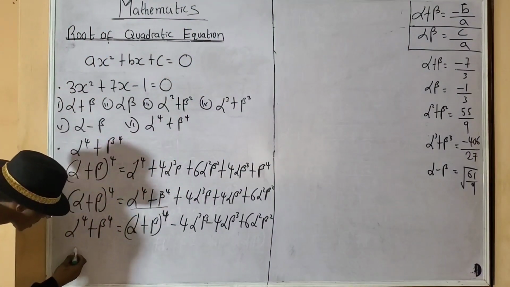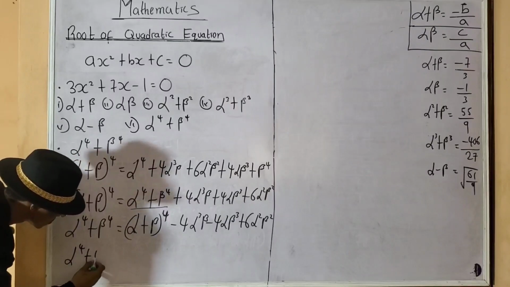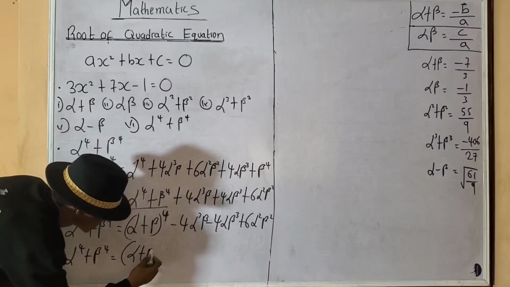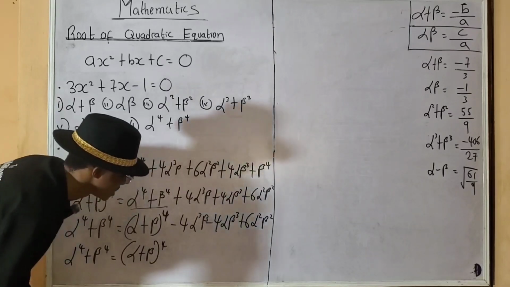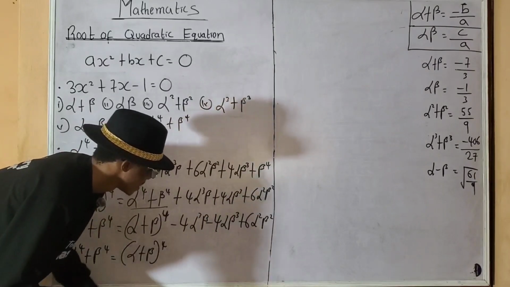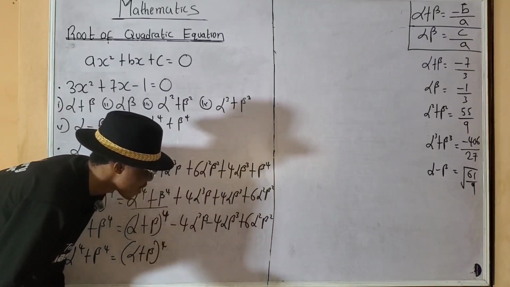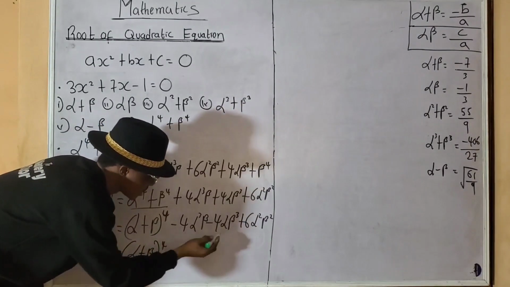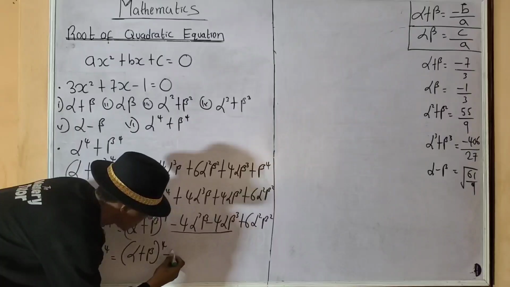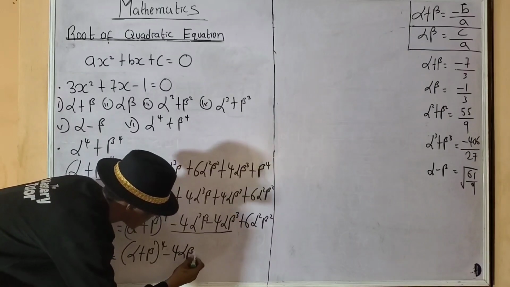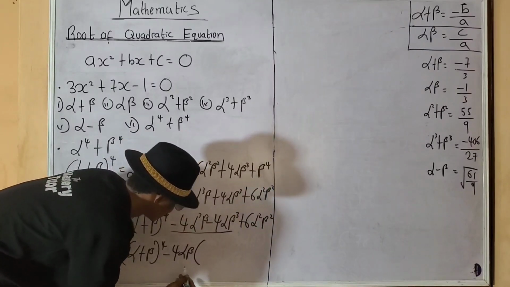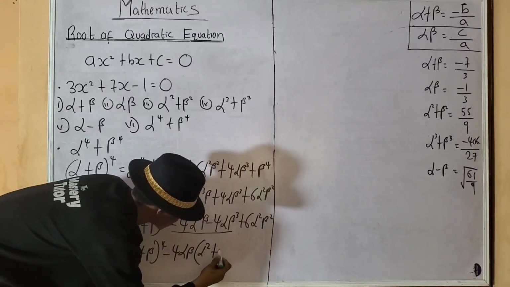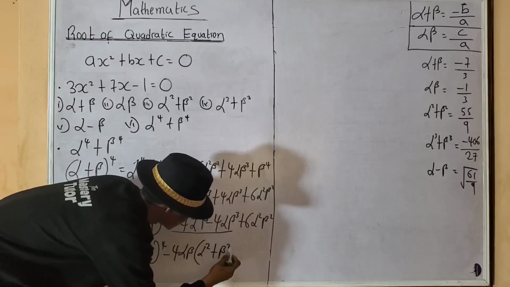I'm going to have alpha raised to the power of 4 plus beta raised to the power of 4 equals alpha plus beta raised to the power of 4. Now listen, I can factorize minus 4 alpha beta from these two. So I'm going to have minus 4 alpha beta, this will be multiplying, alpha squared plus beta squared.